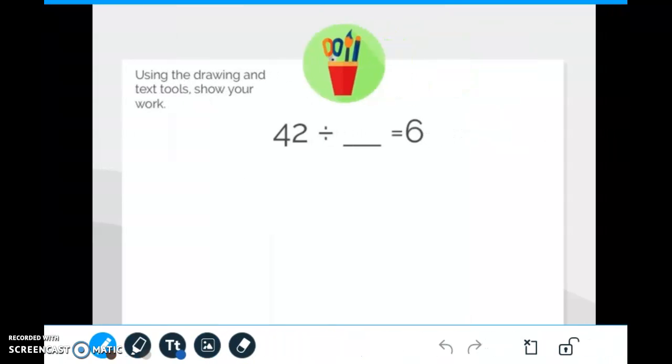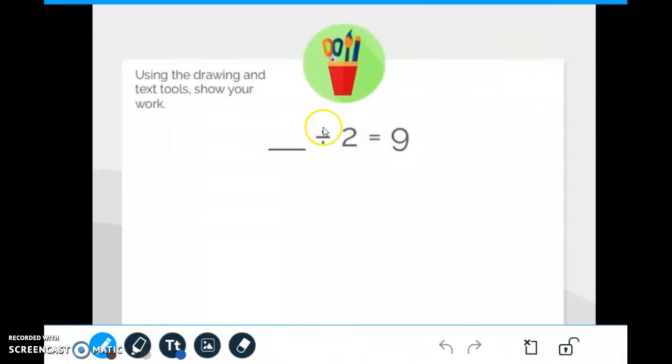All right, you are going to do 42 divided by 6. So you could make your arrays, you can make equal groups, you could do repeated subtraction. If you want to do repeated subtraction here, you would do 42 minus 6 over and over again. And then however many times you subtracted 6 would be your answer.